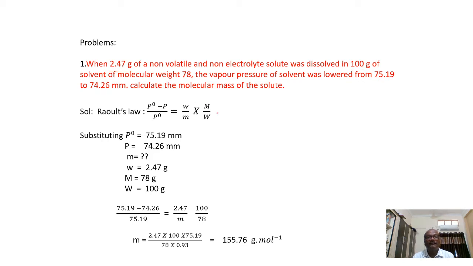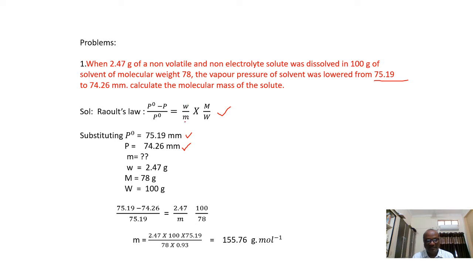So what is Raoult's law? We know that P naught minus P divided by P naught is equal to small w by small m into capital M by capital W. Here the small letters are given for solute, capital letters for solvent. So P naught is the vapor pressure of pure solvent, 75.19 mm. P is the vapor pressure of solution, 74.26 mm.